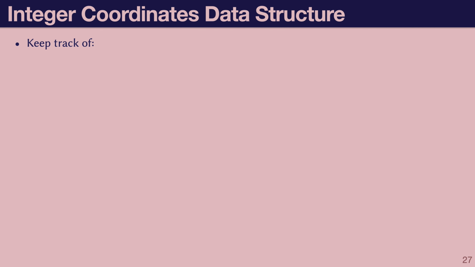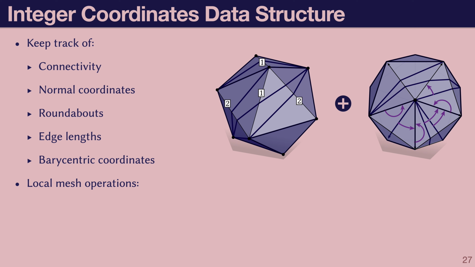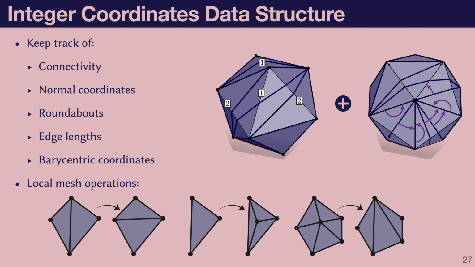First and foremost, we need to keep track of the connectivity of the intrinsic triangulation, which we do with an ordinary mesh data structure. Then, we track how these intrinsic triangles sit above our input mesh using normal coordinates and roundabouts. And finally, like the other intrinsic data structures, we store the lengths of intrinsic edges and barycentric coordinates for inserted vertices. Using this representation, we can perform several important mesh operations.